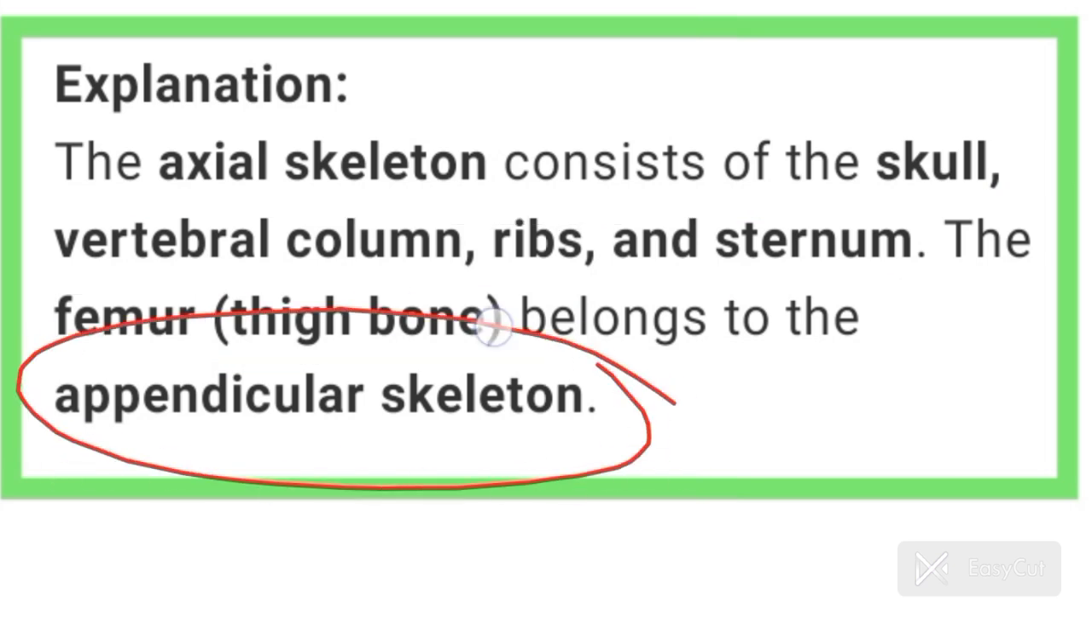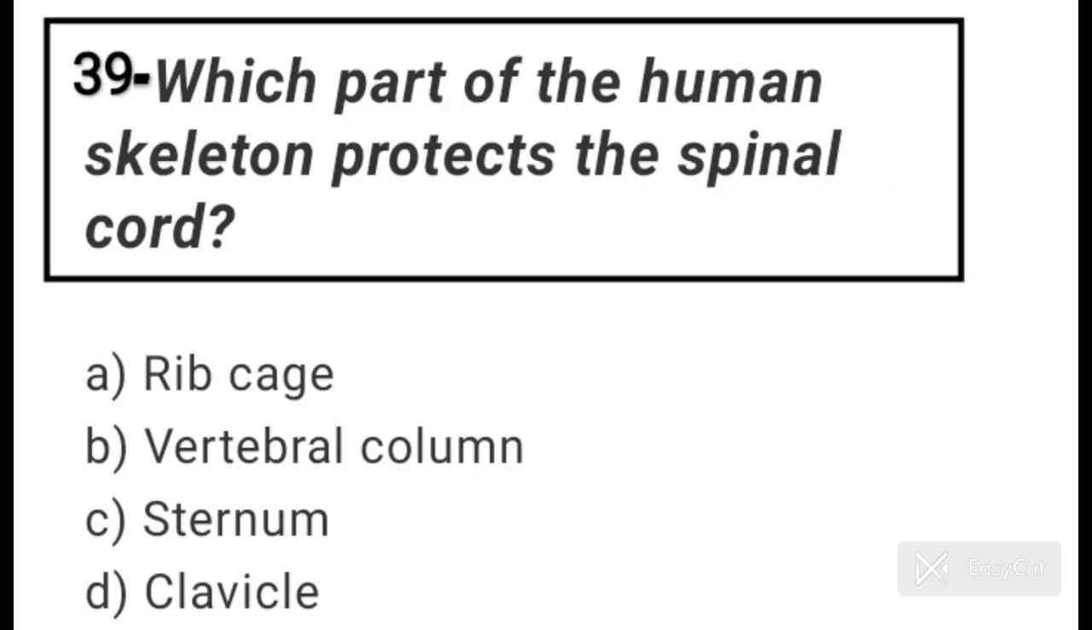Now what is the appendicular skeleton? So the bones of the limbs along with their girdles constitute the appendicular skeleton. Question number 39.